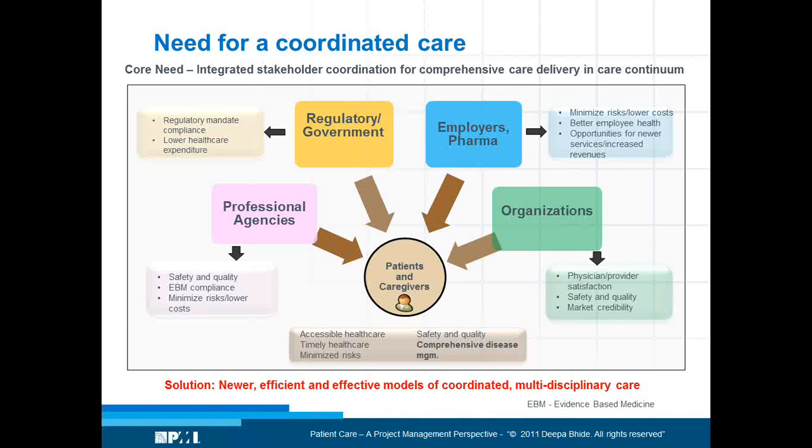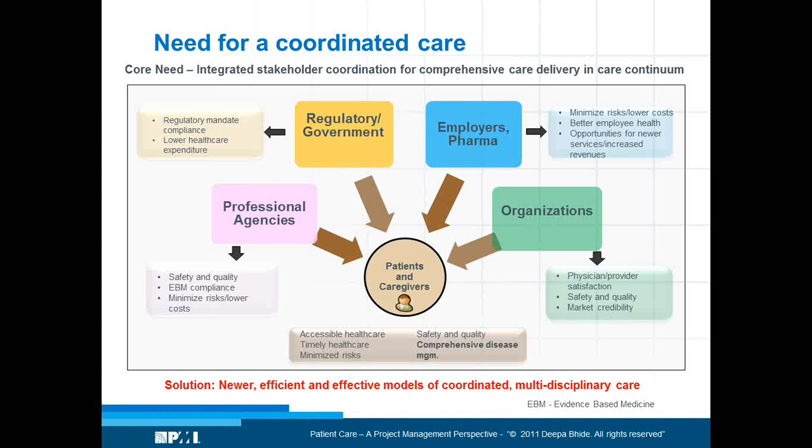Need for a coordinated care. Stakeholders for patient care are varied. In the context of healthcare, I have clubbed the various stakeholders in 4 major groups. These are regulatory agencies such as Quality Council, Joint Commission, and so on, professional bodies such as Medical Council of India, and so on, healthcare organizations such as hospitals, blood banks, surgical centers, nursing homes, primary healthcare centers, and their staff, payers, health insurance companies, employers, patients, caregivers, and so on. I've also shown examples of their explicit and implicit unique needs from healthcare delivery perspective.